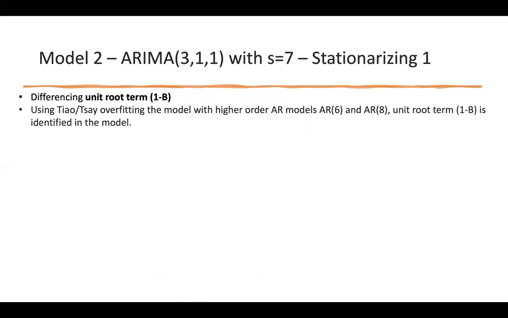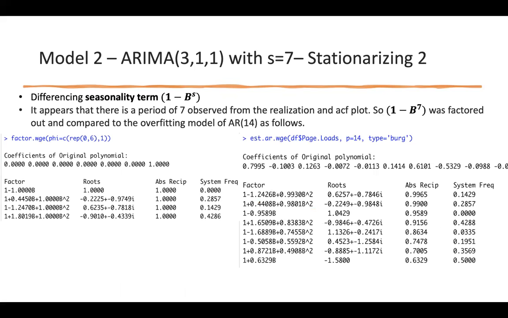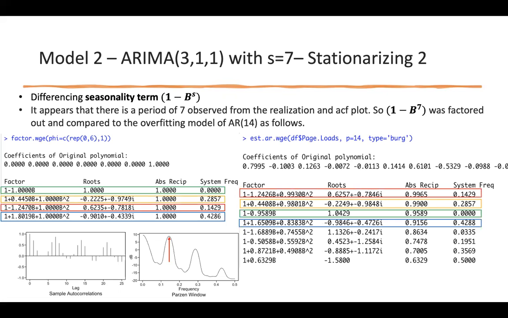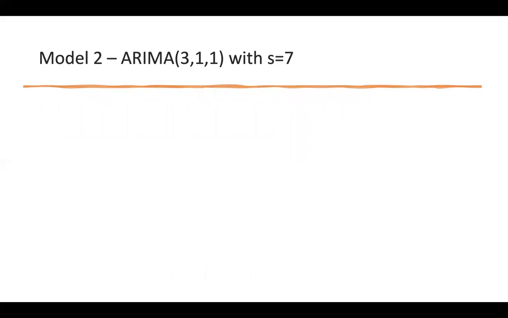Now let's take a look at the ARIMA model. First, using the overfitting table with AR6 and 8, the unit root term is identified. Next, comparing 1 minus B to the 7 and AR14 tables, the seasonality term is identified. Complex conjugate roots are associated with the seasonality and damping sinusoidal patterns on the ACF, and it is shown that two of the conjugate roots are very close to the unit root, which is why the sinusoidal behavior is very dominant. After that, the final ARIMA model is estimated after differencing the trend and seasonality.